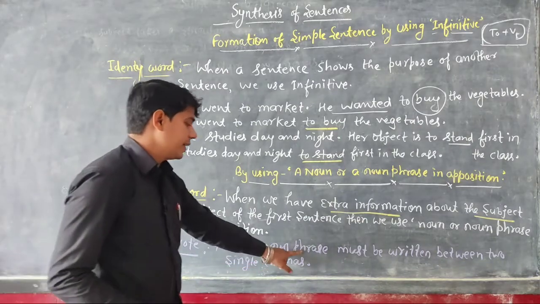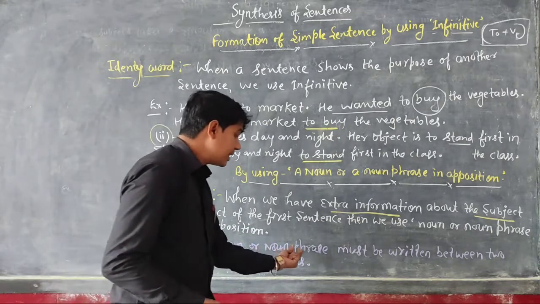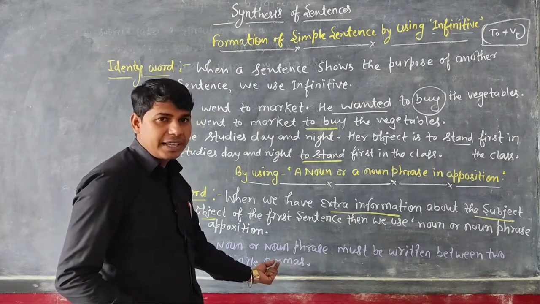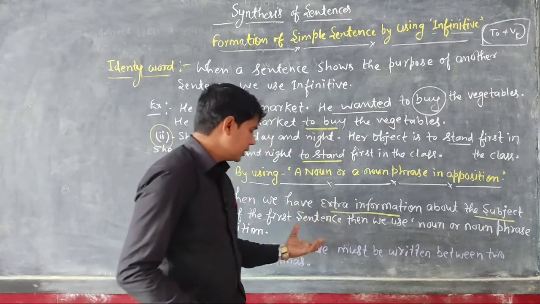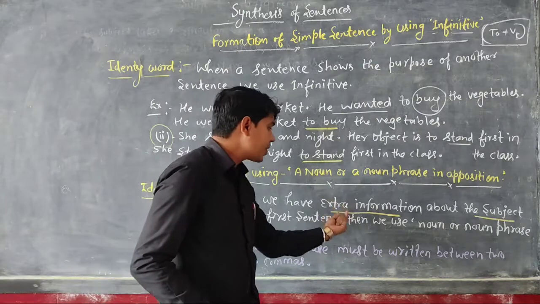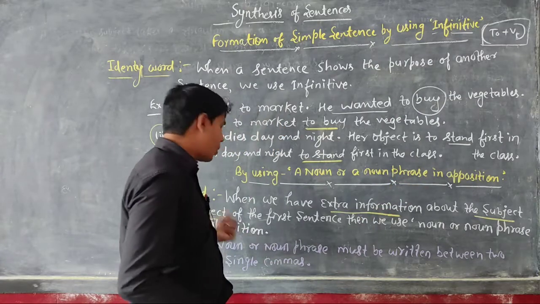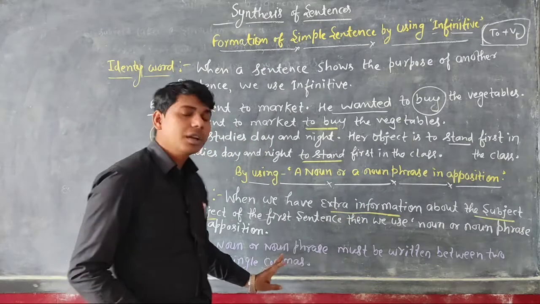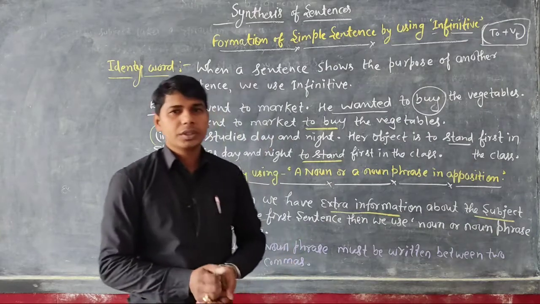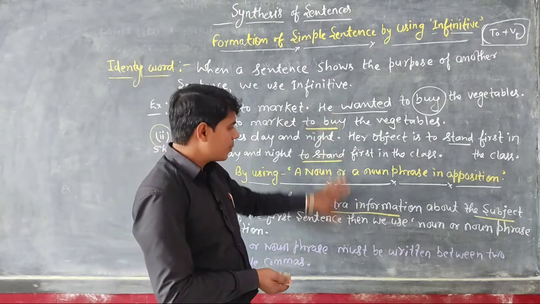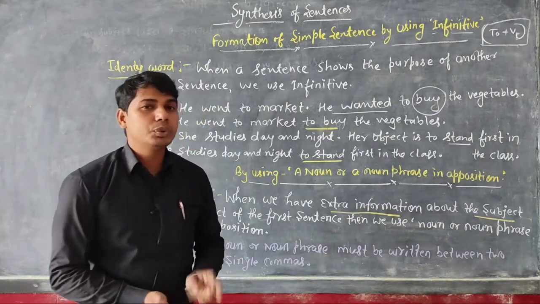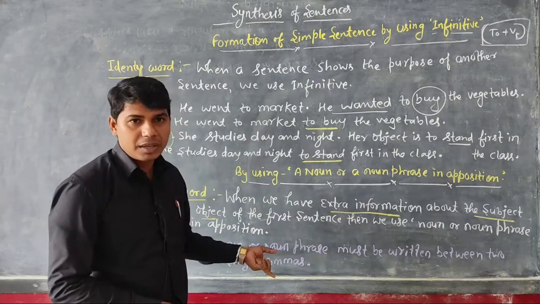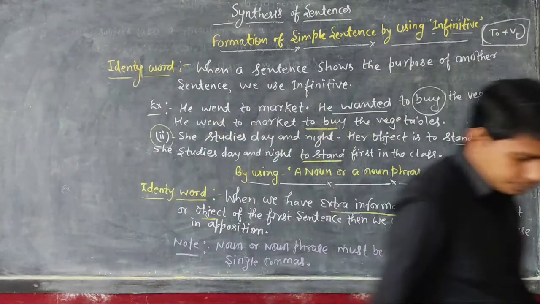Noun or noun phrase must be written between two single commas. Okay dear, I mean to say the noun or noun phrase that is the extra information about the subject or about the object must be written between two single commas. I hope you have got all these points very well. I give you 2 minutes to note down this point. After that we will see this with the help of an example.